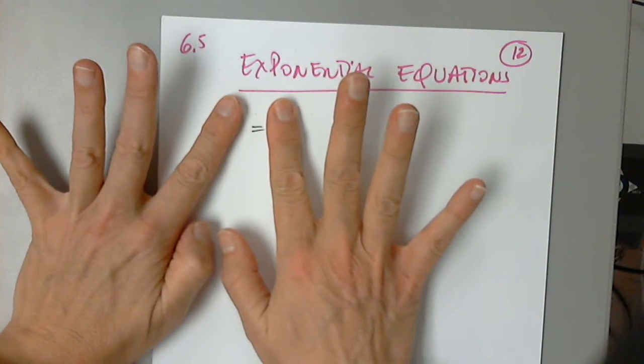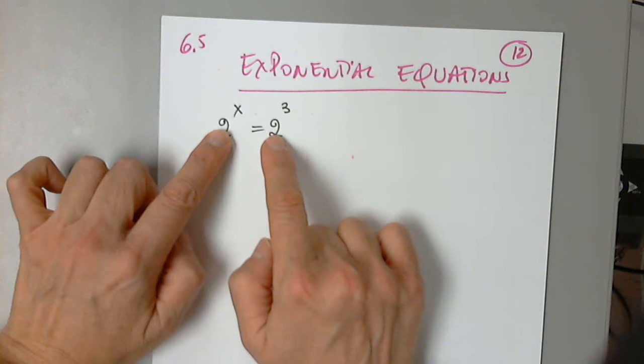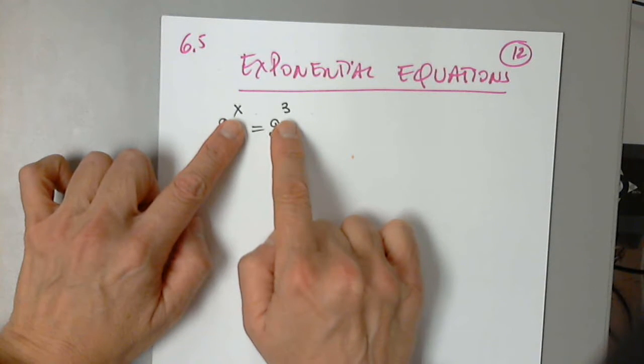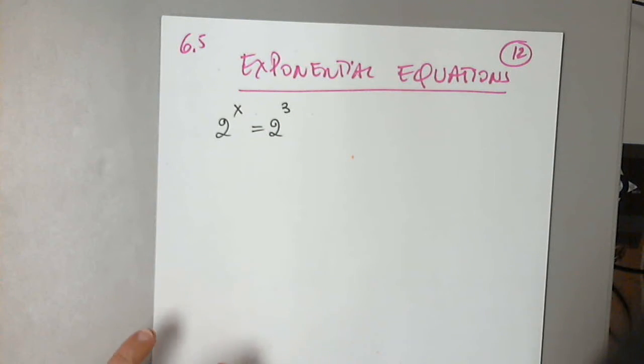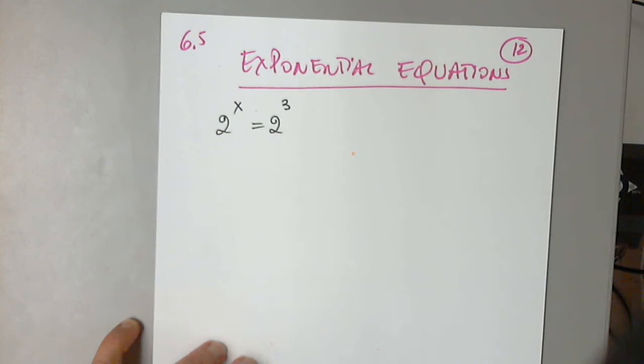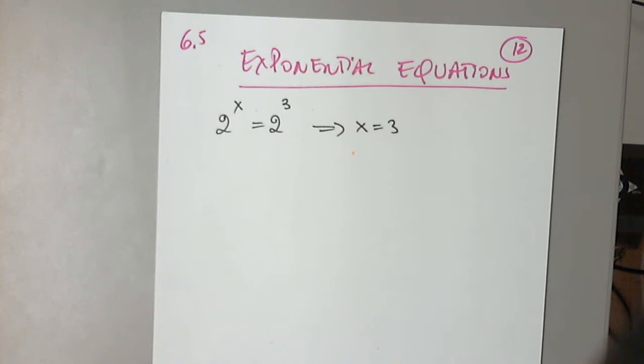Two numbers are equal, and they have the same base. What has to happen to their exponents? They must be the same. This is not that function that has that property. So then from here, x must equal 3. That's the simplest possible exponential equation that I can think of.